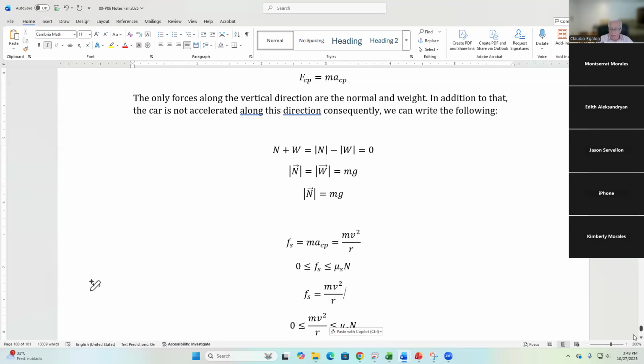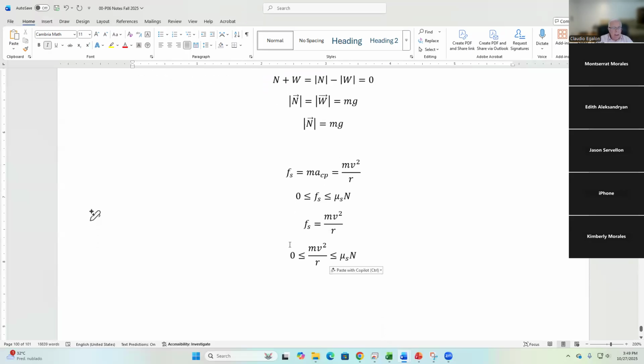And now you can see, the mass is always going to be the same. The radius is always going to be the same. Consequently, it is the velocity that can vary from 0 to a maximum value. Did you get the idea?